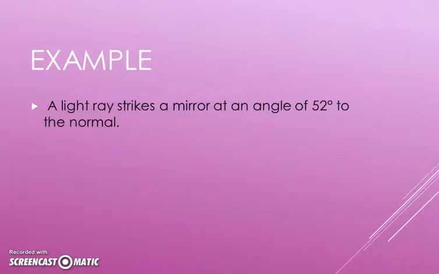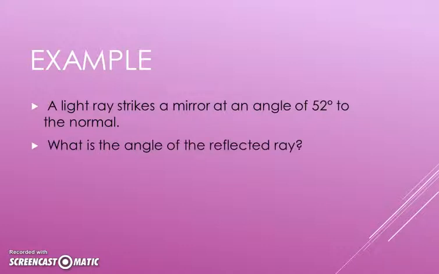So here's an example. A light ray strikes a mirror at an angle of 52 degrees to the normal. I want to know what's the angle of the reflected ray. Well, obviously 52 should equal 52. Now, I might also ask you what is the angle between the two rays. So you would do 52 plus 52, and you would get 104 degrees.